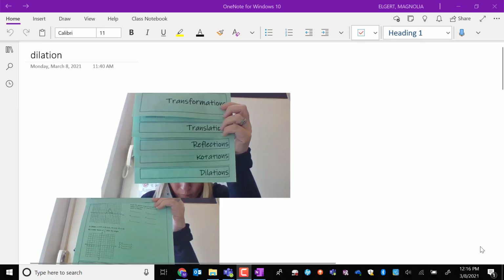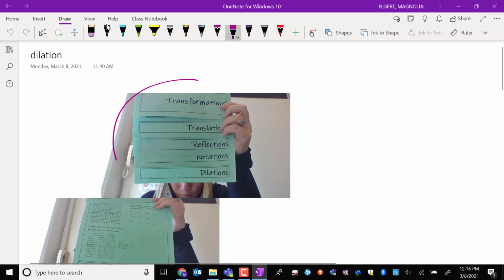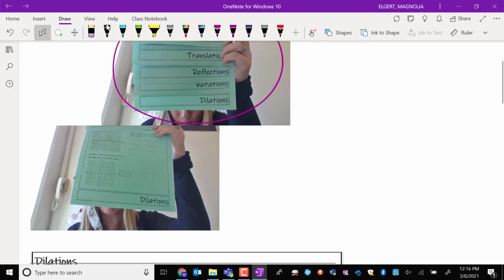So what you need to do is get out your transformation note sheet. So get out this note sheet, and we are working on dilations. So you're going to open that up. So have that note sheet out. That's what we're doing. Hit pause if you need to.